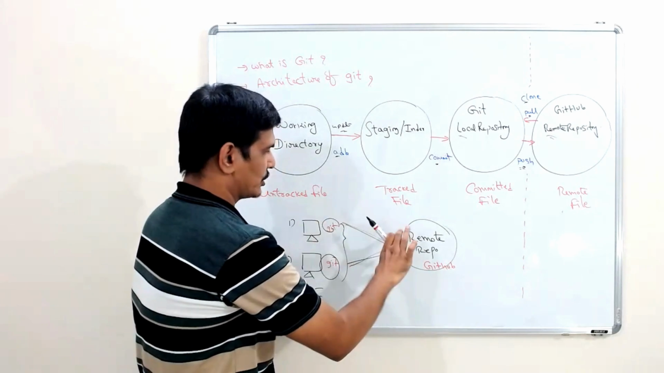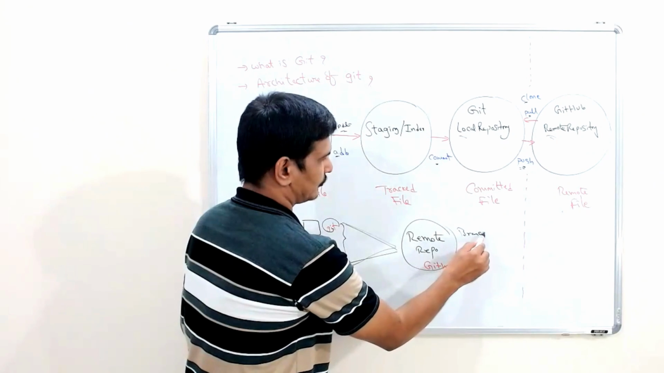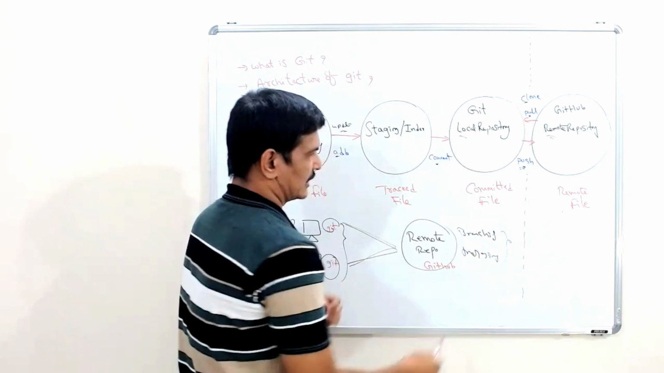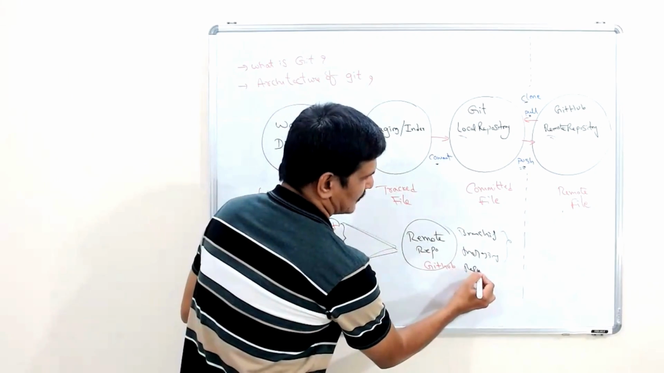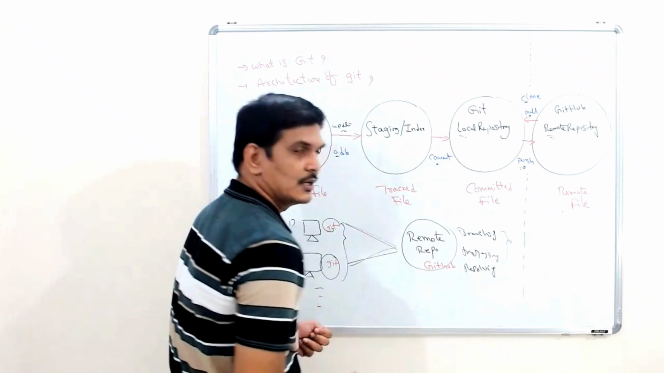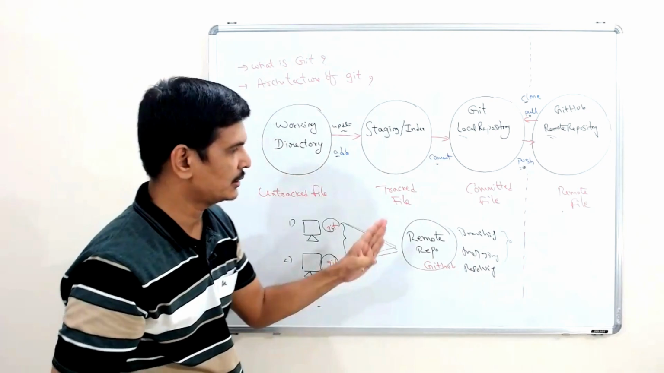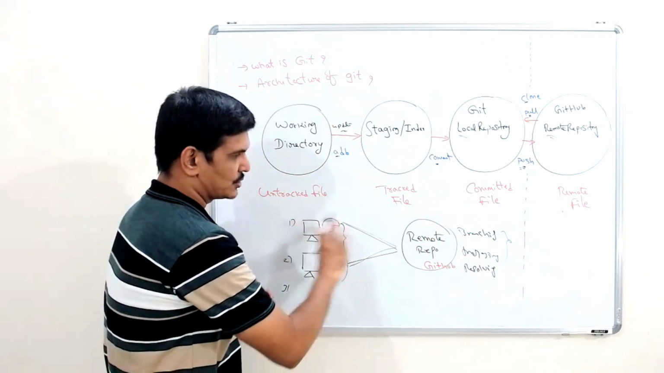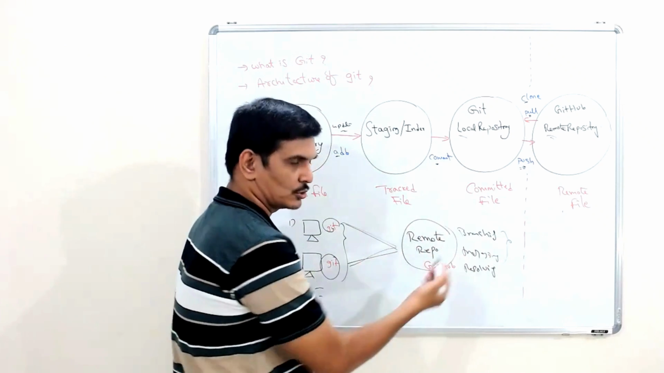Once you push your code into the remote repository, there are things like branching, merging, and resolving conflicts. All these things happen inside the GitHub repository, which is your remote repository. Because a number of developers or testers push code into the remote repository, there may be some conflicts, and we can resolve those conflicts.